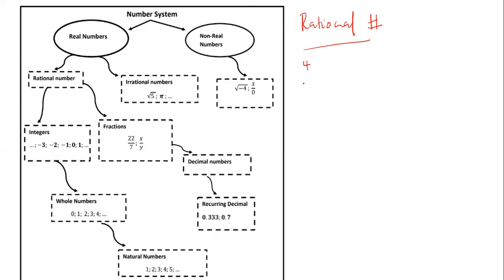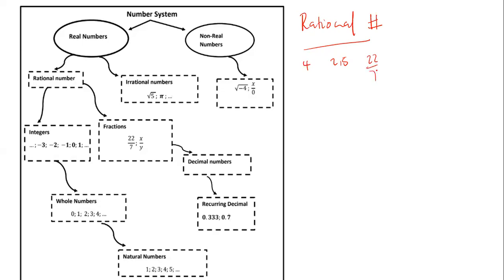Example, 4 is an example of a rational number. This is not irrational. It is rational because it is a whole number. You understand what I'm saying? Number two, a number that we can also regard as a rational number is 2,5. This number is a decimal, right? You have to understand that this number does terminate. So we regard this number as a rational number. So 2,5 is also regarded as a rational number. Another example of a rational number is 22 over 7.